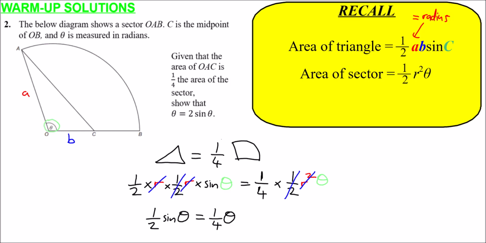Then if we take this and just multiply through by 4 on both sides, we can therefore see a quarter theta times 4 is just going to be theta. And a half sine theta times 4 gives 2 sine theta. So therefore, we've shown that theta equals 2 sine theta, which is what the question wanted us to do in the beginning. So we've nailed question 2. Let's have a look at the next one, question 3.